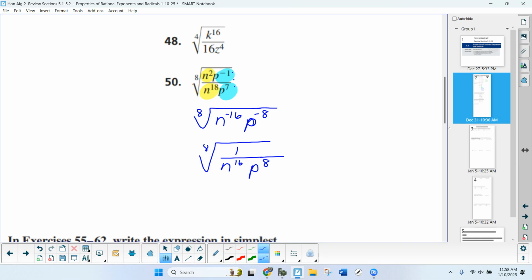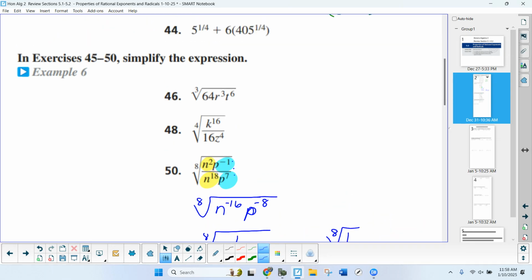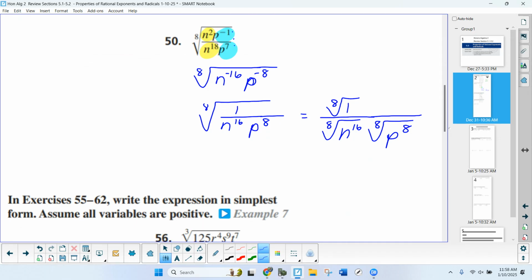Now I take the 8th root of each piece. So I'm going to take the 8th root of 1, the 8th root of n to the 16, and the 8th root of p to the 8. Now keep in mind up here, it does not say anything about the variables being positive. So you do have to worry about absolute value when needed. What is the 8th root of 1? What multiplies 8 times to give you 1? 1. And if I have 16 n's, how many groups can I pull out? 2, and that's in the denominator. Do I need to worry about absolute value there? No, because an n times an n is going to be positive.